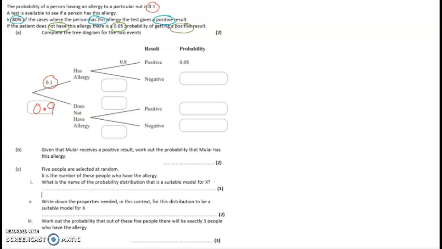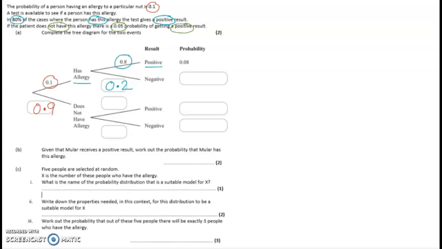On the second branch, we have 0.8. That matches the information on the second line, which says in 80% of cases, and 80% is equivalent to 0.8, where the person has the allergy, they give a positive result. As each pair of branches must total 1, we know that this one has to equal 0.2.